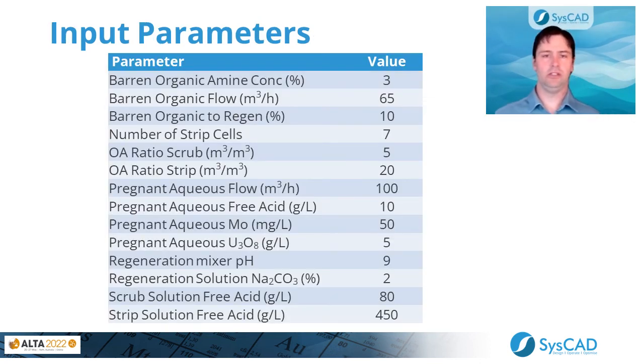So for this model, we looked at the following input parameters. I'm not going to go into them in detail, but they represent typical operating conditions. They're not based on any plant, but they just show typical general operating conditions that you might have for this kind of condition. So you can see them here.